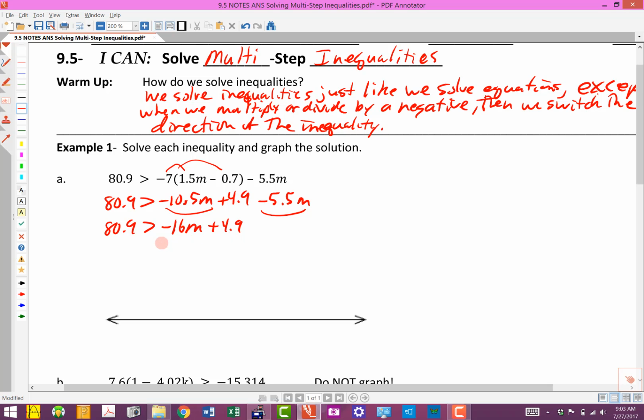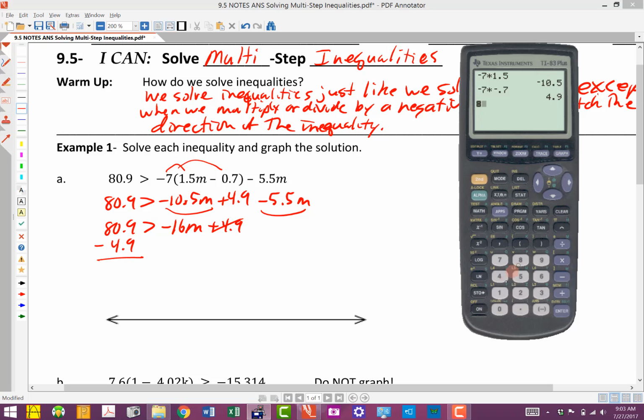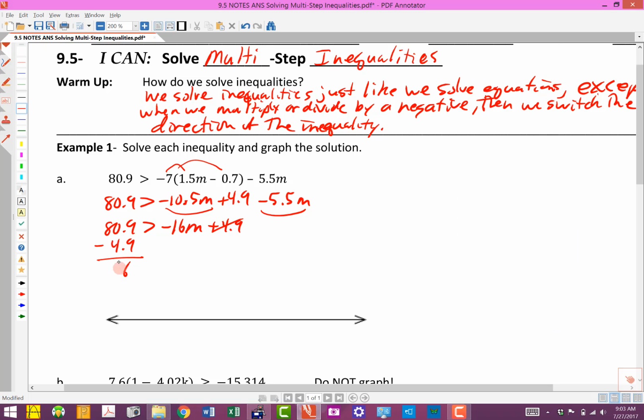Okay, so let's keep going here. Let's move this to the other side by subtracting 4.9. Now I'm hoping you know what this is, but let's just double check. I think that's 76. So let's see what we get here when we do some subtraction. 80.9 minus 4.9. Yep, 76, so we're in good shape. So 76 here. Again, all we were doing is subtracting, so we don't change the direction. Then we've got a negative 16m.